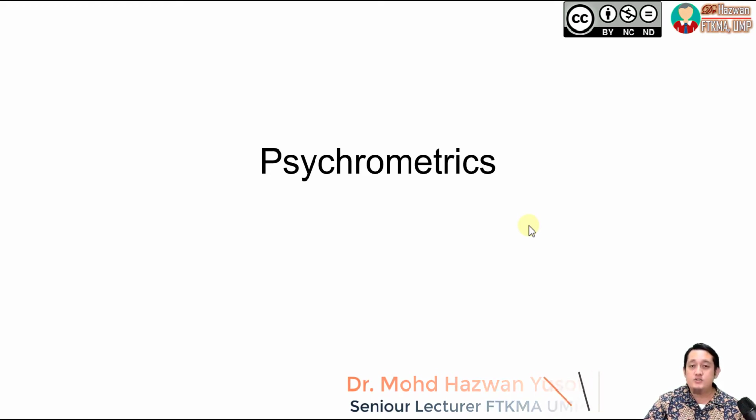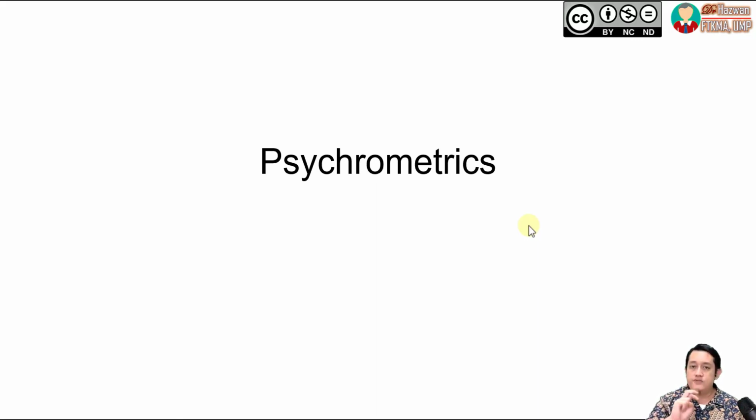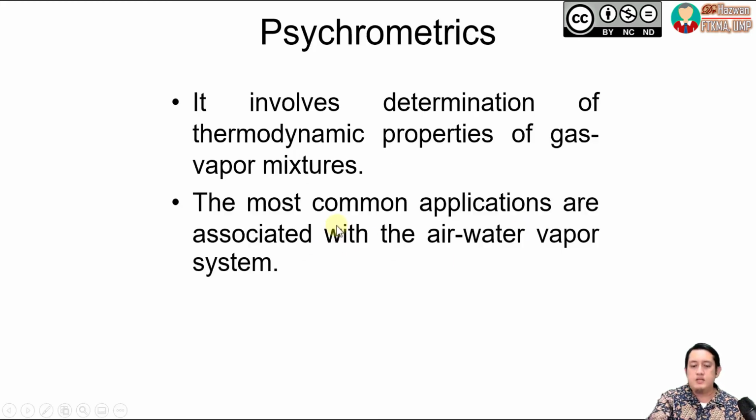Today we are going to learn a new topic which is Psychrometrics. Not Psychometrics, different. This one is Psychrometrics. Okay, don't get confused, two different things. So what is Psychrometrics? Psychrometrics involves determination of thermodynamic properties of gas-vapor mixture. The most common applications are associated with the air-water vapor system.